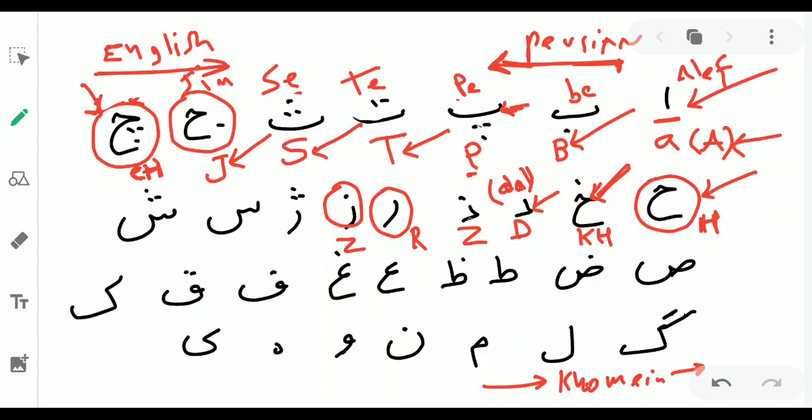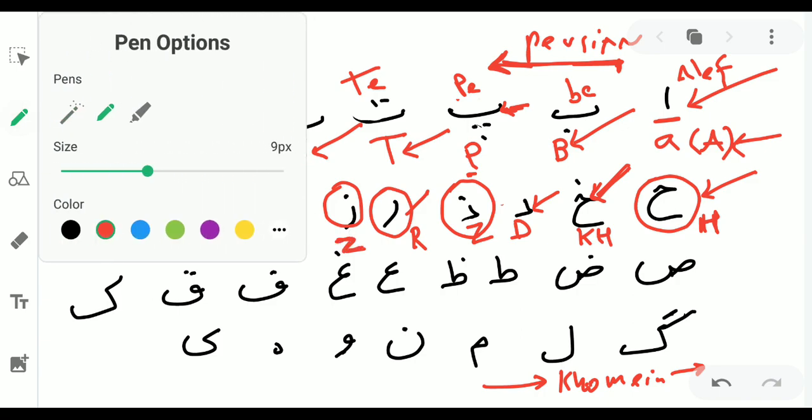Then we have Zal, which is Z in English. It's kind of messy. Let me clean the mess. So this one is equivalent to Z in English. Then we have Re, which is R in English, this one. Then another Z, which is Z in English.